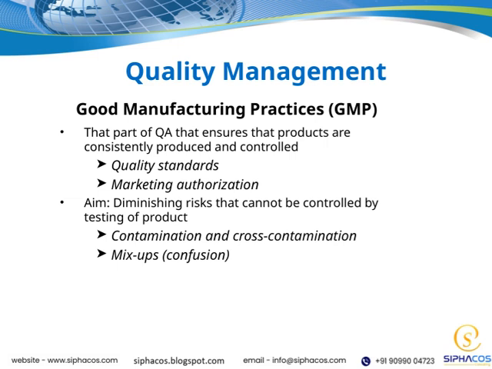GMP also aims to diminish risks that we can't simply eliminate through testing alone. For example, contamination and cross-contamination are serious concerns that GMP addresses proactively. We want to prevent any unwanted substances from mixing into our products. Another risk is mix-ups or confusion, such as labeling errors or ingredient swaps, which can compromise safety and efficacy.